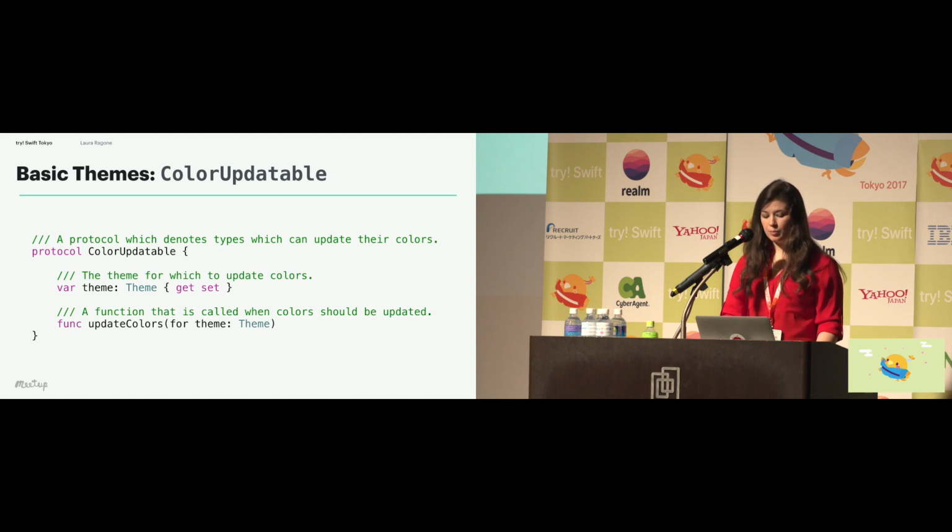Next, the updateColors(for theme:) function is responsible for updating the colors of all UI elements contained in the conforming object. Label text colors, view background colors, and tint colors should all be specified here. If your view contains children also conforming to ColorUpdatable, this function should call through to their updateColors(for theme:) functions as well.